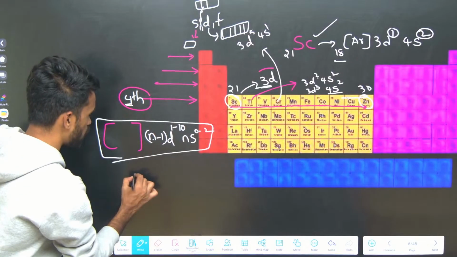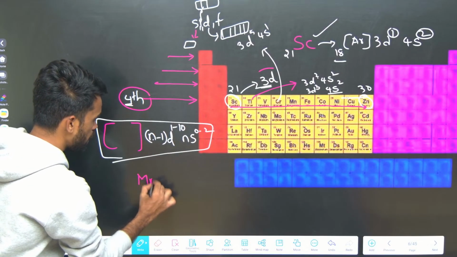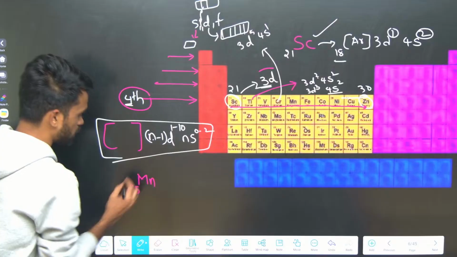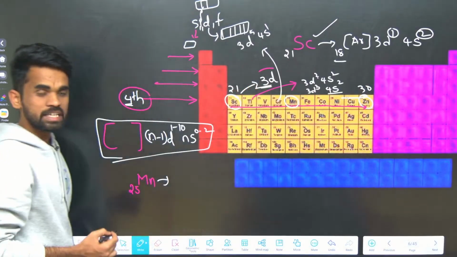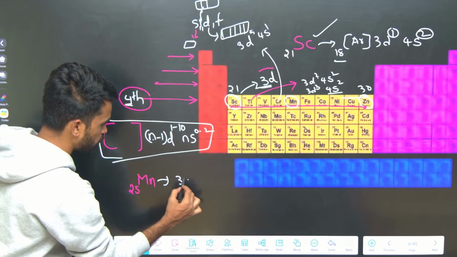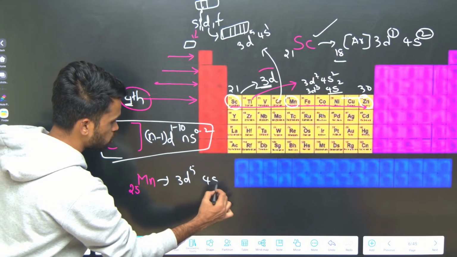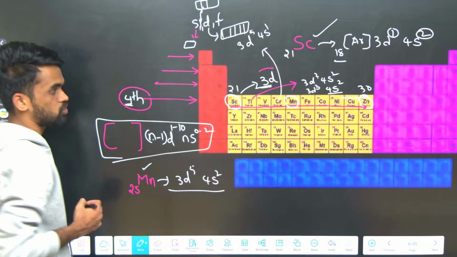For example, if I want to write it for manganese, the atomic number of manganese is 25. So simply you can write, this manganese belongs to the 3d series, so you can write 3d5, 4s2. This is the way you need to write the electronic configuration.